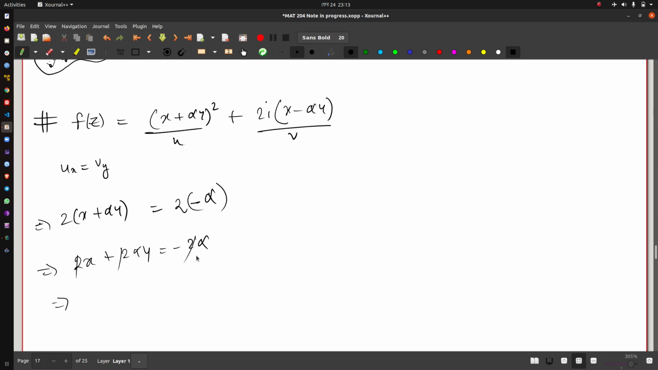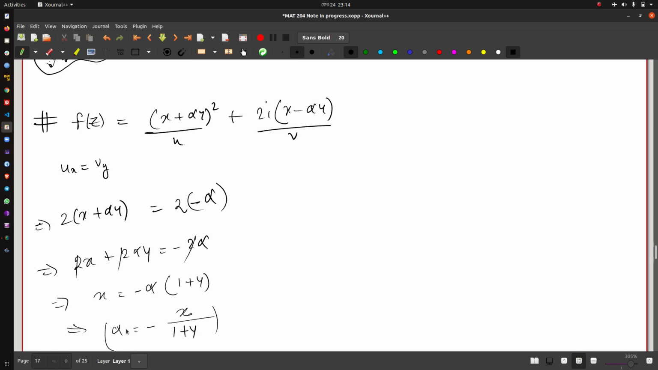We have to sort out this alpha, so x is equal to, let's say, minus alpha times 1 plus y, right? So this tells you that alpha is minus x divided by 1 plus y, like this.